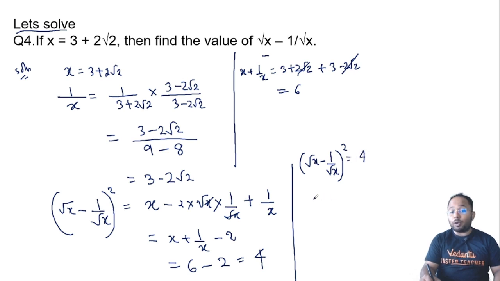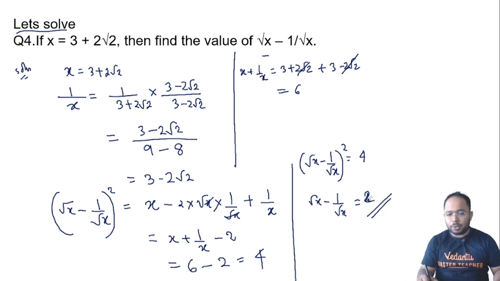So what is going to be the answer of root x minus 1 by root x? That's square root of 4, that is 2. Or we can say plus minus 2. If we have a positive 2 option, we can go with the 2. If we have a negative, we can go with that. Or if we have plus minus 2, that is also possible. So this we can solve in this way.